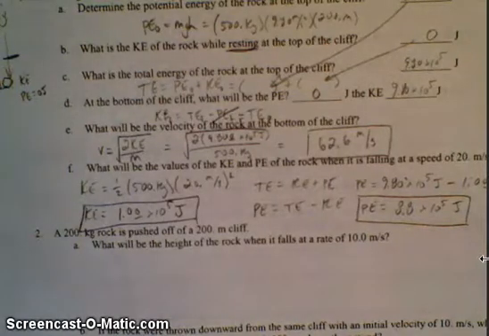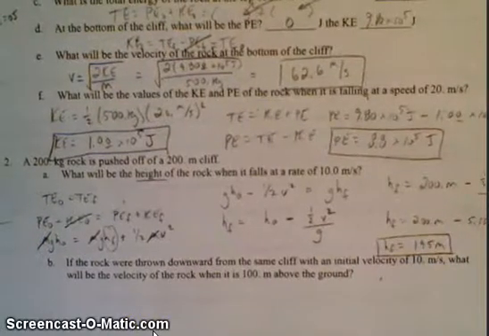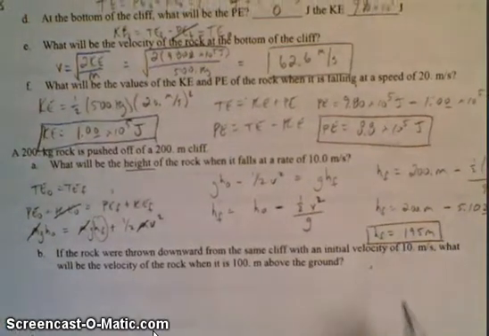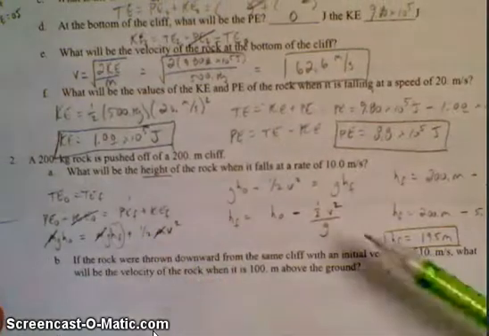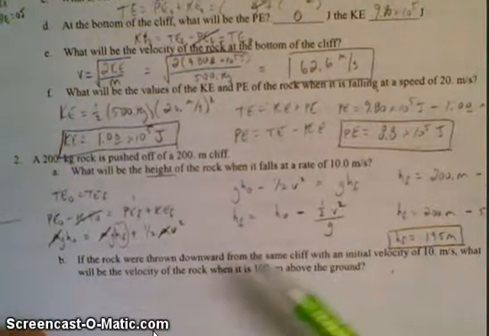I'm going to let you try to do number 2 on your own, part A, so pause the video. Okay, here's the solution that I came up with. I got a value of 195 meters for the height that it's at currently. Let me step you through how I got there. I used the substitution method. I'm going to show you the other method here in just a minute if you don't want to do this.